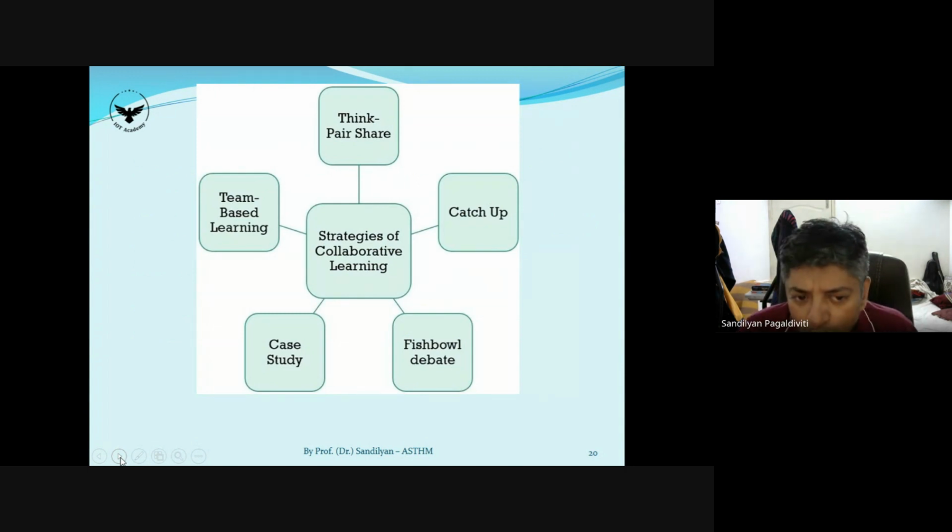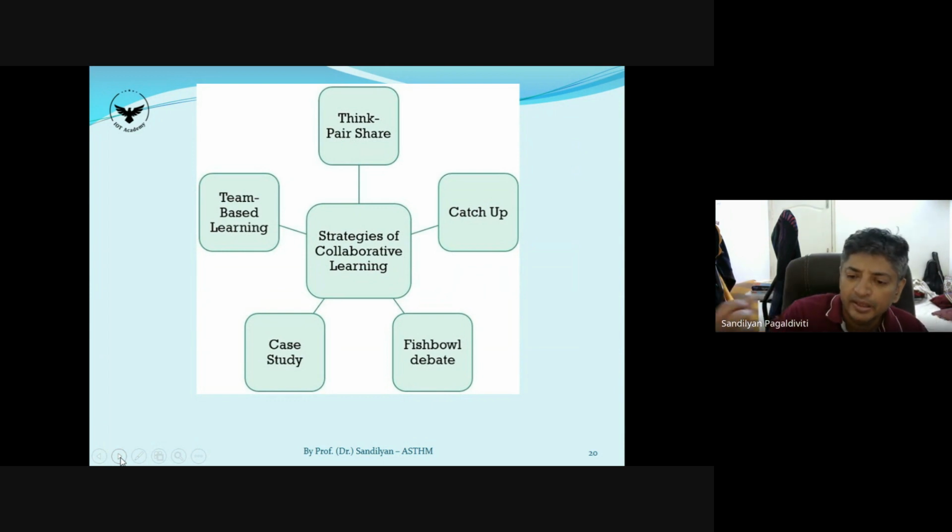Now I'll touch a little bit on the strategies of collaborative learning. Team-based learning: form teams and let them work together, give them things to discuss, and then they can catch up. You can have a fishbowl debate where each member can put forth their views, and then the outcome can be taken up. Think, pair, share: make the participants think, put them in pairs, and let them share their thoughts. Or it could be a case study, which could be done individually or in groups.